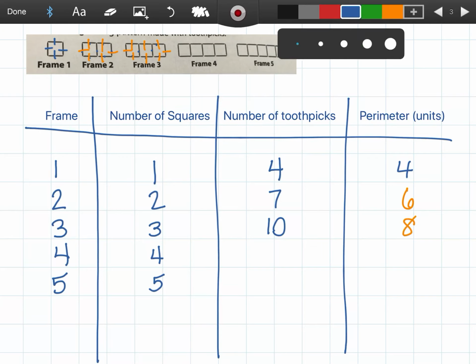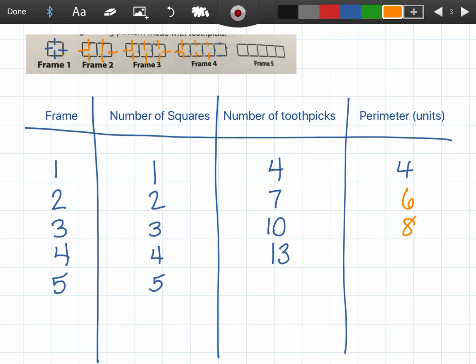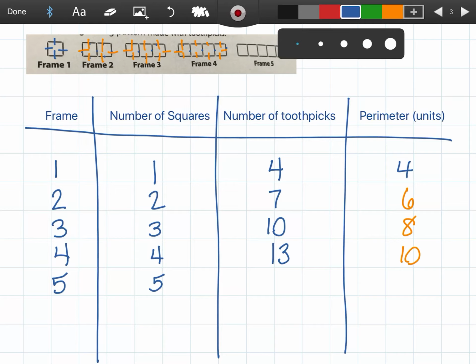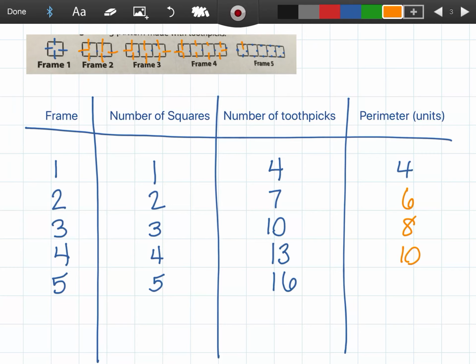Frame 4 has 13 toothpicks and a perimeter of 10. And finally, the last one has 16 toothpicks and a perimeter of 12. What they mean by units here is pretty much how many toothpicks are on the outside. Any toothpick on the inside is not counted because it's not the perimeter of the shape.